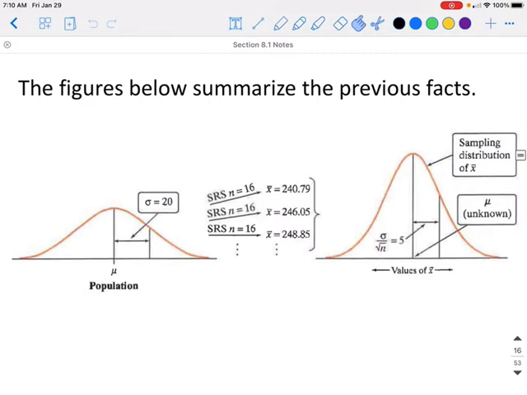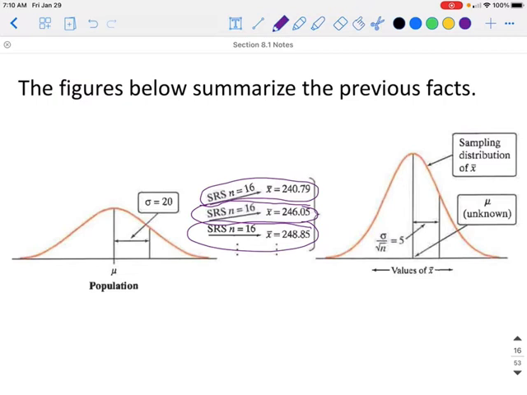So the figure below summarizes the previous facts. We have our population, we don't know what the mean is, but we know the standard deviation is 20. We are going to take different samples of size 16. So we'll take one sample of size 16 and get a mean of 240.79. We'll take another sample of size 16 and get a mean of 246.05. We'll take another sample of size 16.